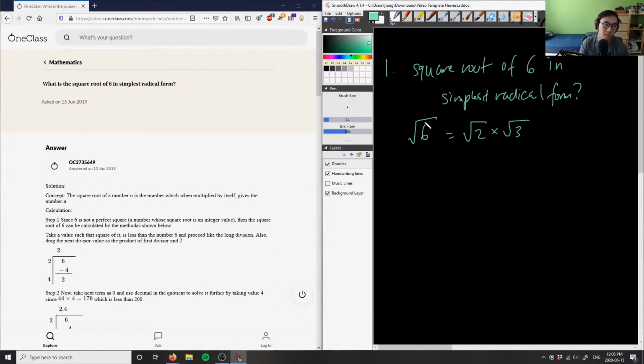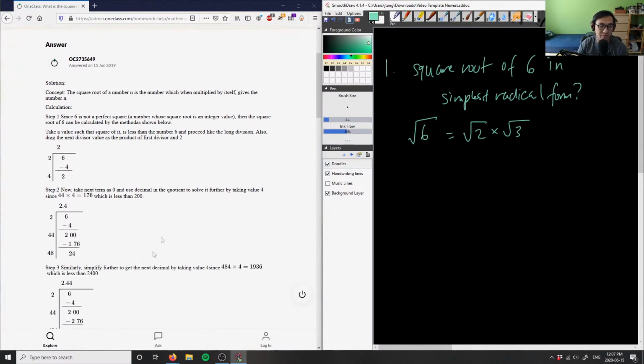So root 6 is actually the simplest radical form in this case, because we can't find any other factors that are not prime numbers. 2 and 3 are both prime numbers here, so root 6 is definitely the simplest radical form. However, what they did in this solution was find the approximate value of what root 6 is. So let's take a look at the solution here.